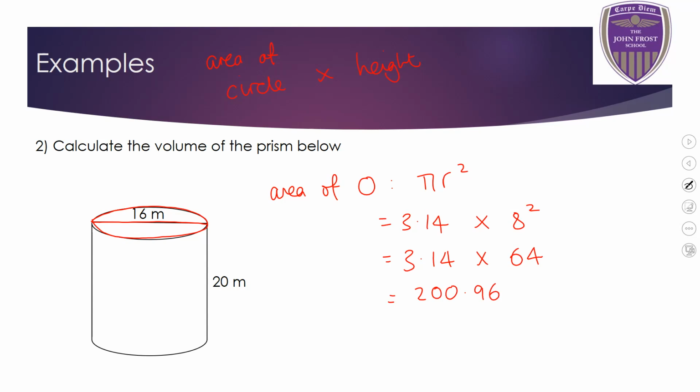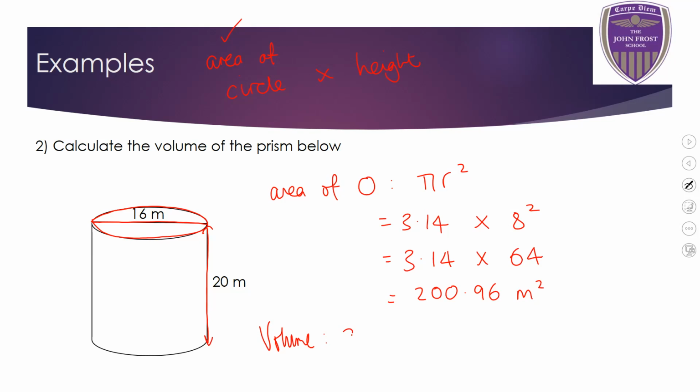You should get 200.96. This time it's in meters. That's meters squared because that's still area at the moment, isn't it? So that's that part then. Area of that circle is 200.96 meters squared. Now we can see from the diagram the height is 20 meters, so that circle is the same all the way through.